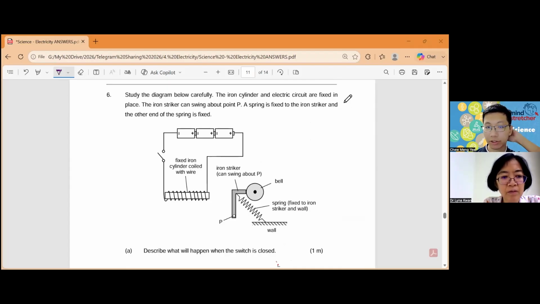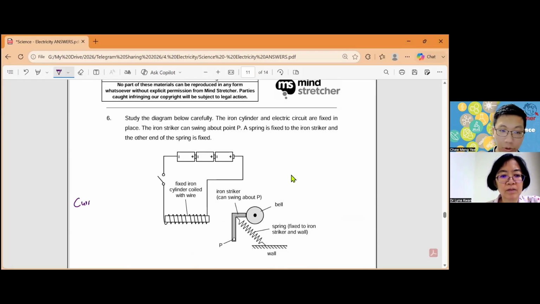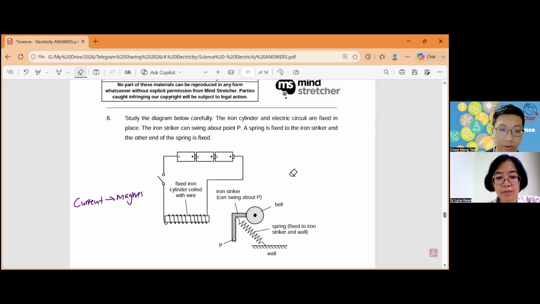Okay, now question 6. Okay, so this is on application. Now such a question, you try to follow this chain of thought. Okay, first thing is a closed circuit, right? So you follow through. The first thing you think about is the current flowing through. Okay, after the circuit is closed, the switch is closed, current flows through, and then there will be magnetism.